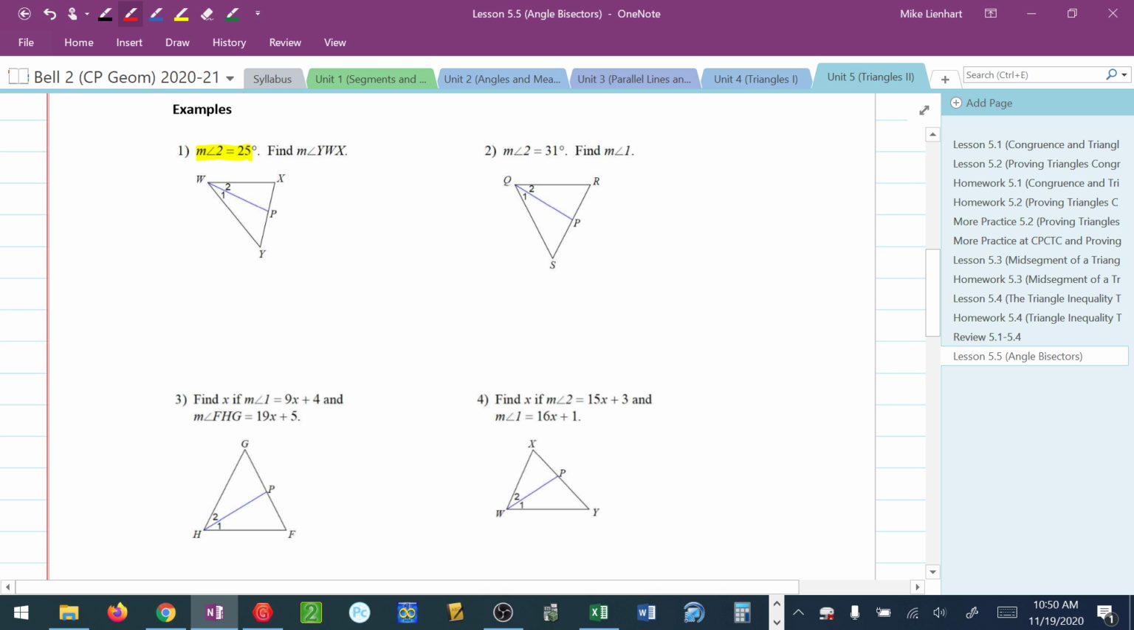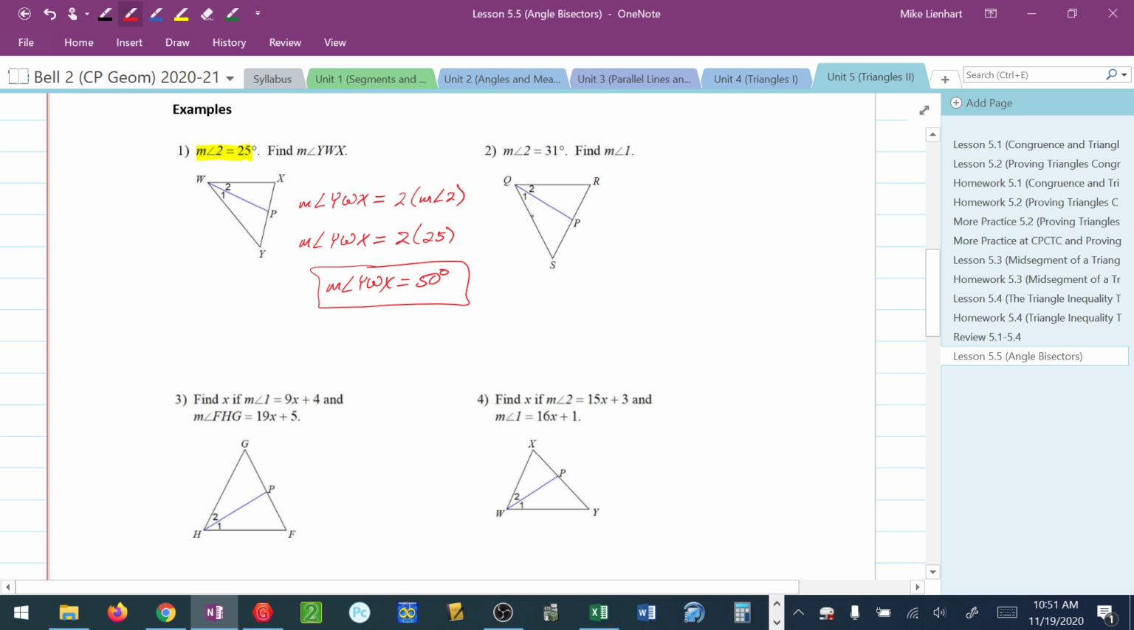If I add those two together, I get the big angle, YWX. One way to do this would be to fill in 25, 25, and then say that the big angle is 50 degrees. I'm going to do it a little bit differently, and that's going to help us when we start to bring in variables. Angle 2 is one of the newly created bisected angles. Angle YWX is the big angle. So the measure of angle YWX has to be equal to 2 times the measure of angle 2. Substituting numbers in, the measure of angle YWX is 2 times 25, so the measure of angle YWX is 50 degrees. And that's what they're searching for.